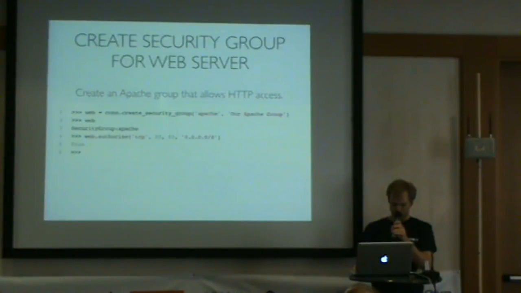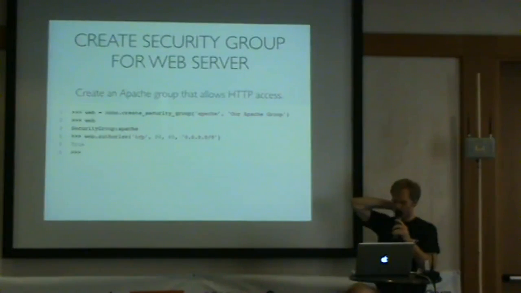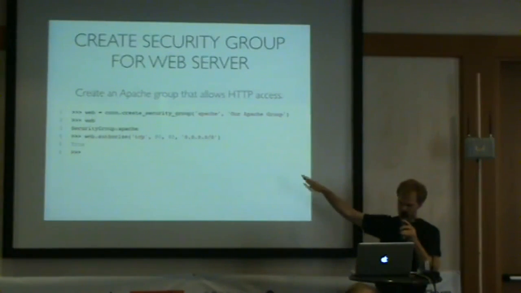So once we've created some security groups, this is an example of creating a new Apache group and authorizing port 80. That's what this is, from port 80 to port 80. And the second part is basically saying any IP address can access this machine on port 80.